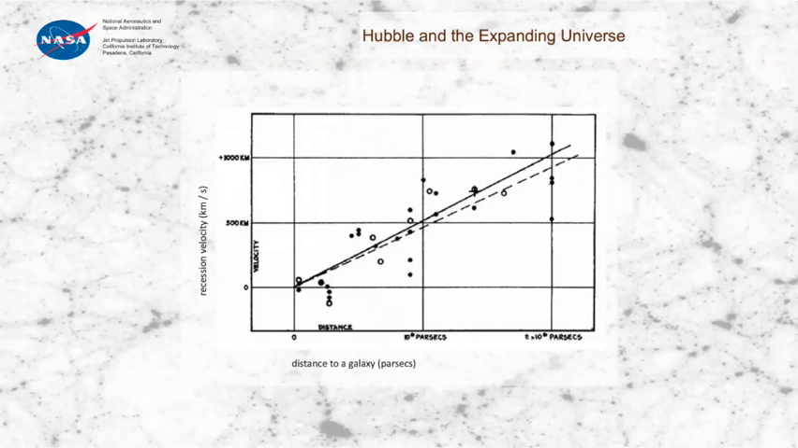But the most important discovery for our purposes tonight was the discovery, using those distance measures, of the expansion of the universe. So this is from Hubble's original paper. Quantitatively, it's completely wrong, but qualitatively, the same trend holds up even today.